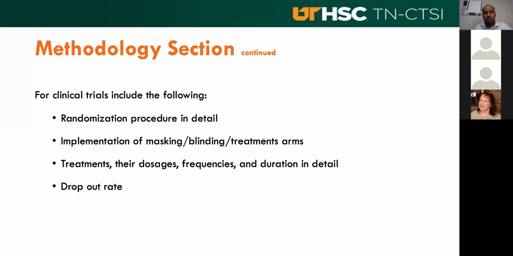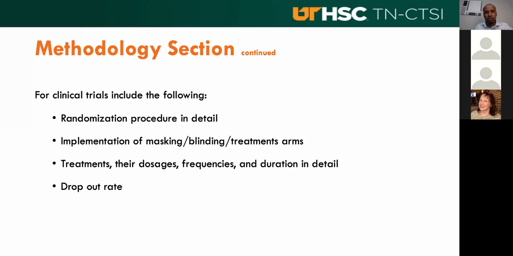Describe the treatment, their dosage, the frequencies, how many times daily they have been given, and for what duration. Is that for a month, for 6 months, or a year or longer? And describe the dropout rate. So these are very relevant information that you always need in your clinical trials manuscript.